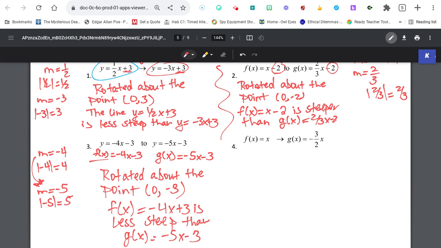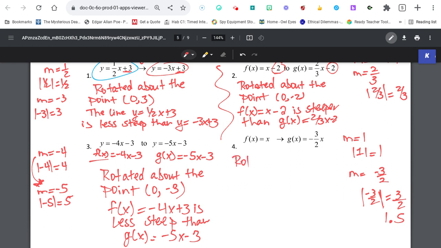All right, last one. Let's take a look at 4. The original slope is 1, and the absolute value of 1 is just 1. This one, the original slope is -3/2, and the absolute value of -3/2 is 3/2. Change that to a decimal, it'd be easier to compare. So I'm comparing 1 to 1.5. The original line got steeper, so the original line is going to be less steep than the new one after the turn.